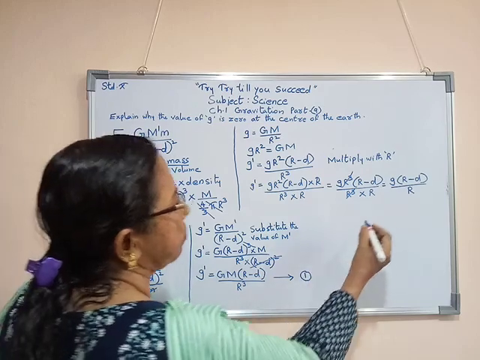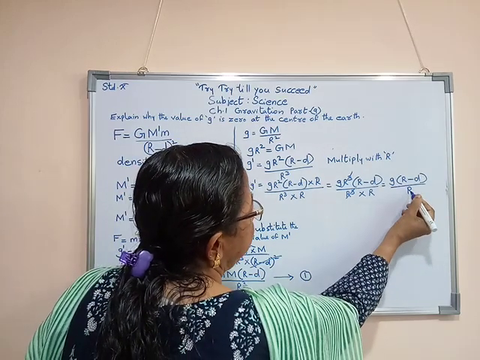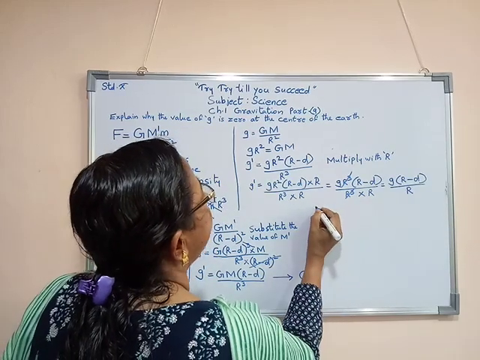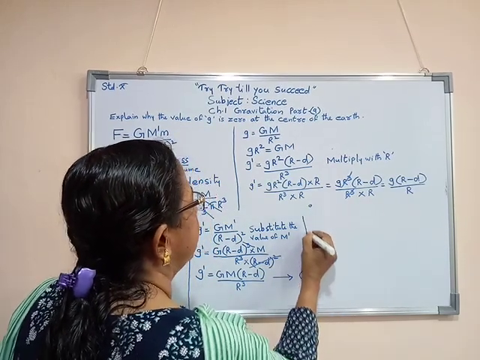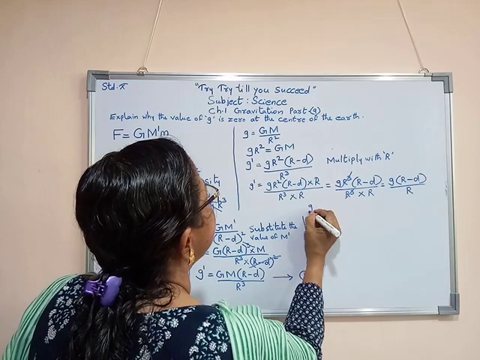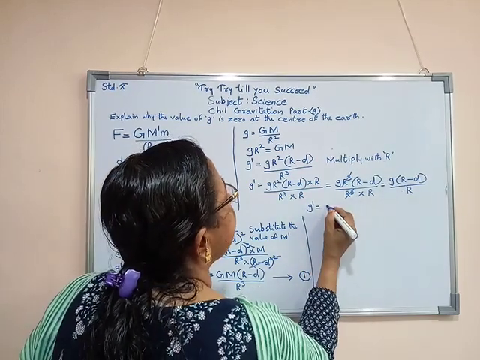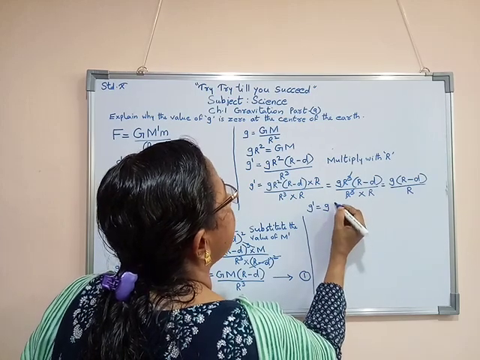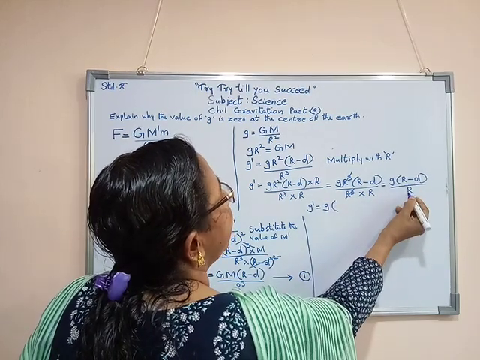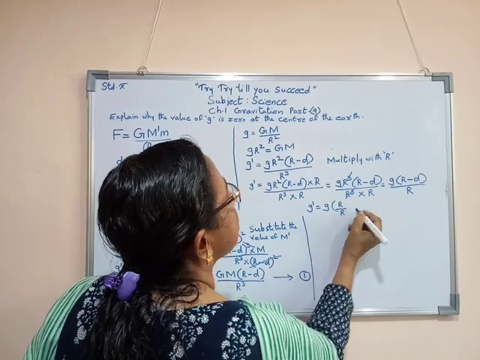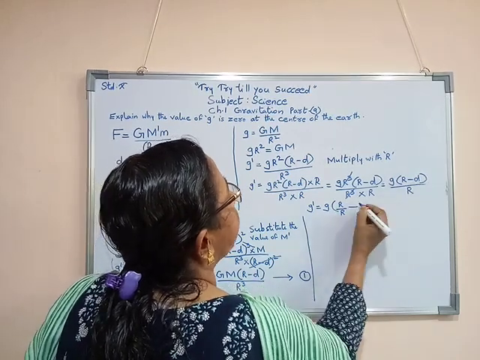Now you see, here again we have to divide these two things with the capital R. So then again I am writing G dash is equal to, now what will be? G into, after that R divided by R, R upon R minus D upon R.